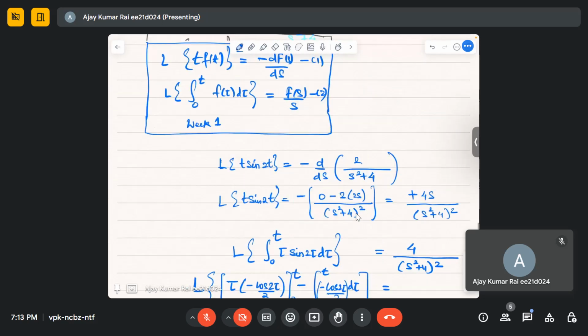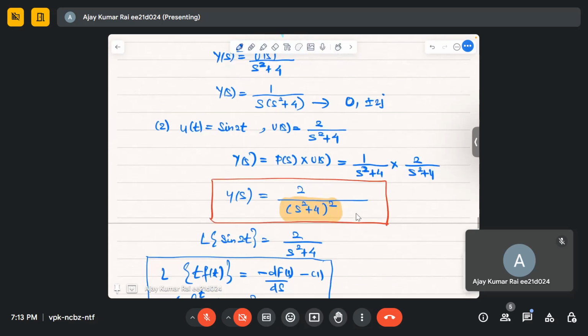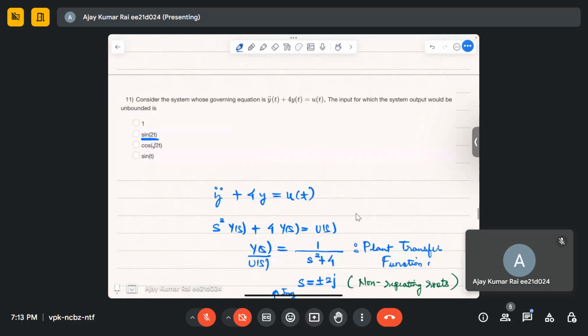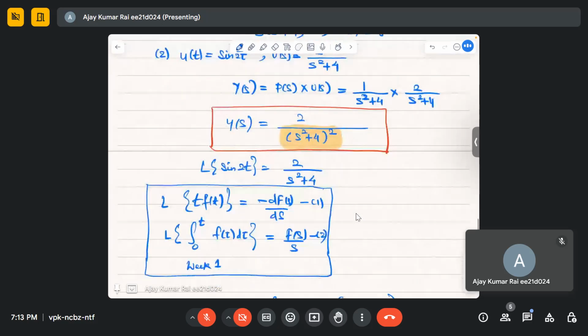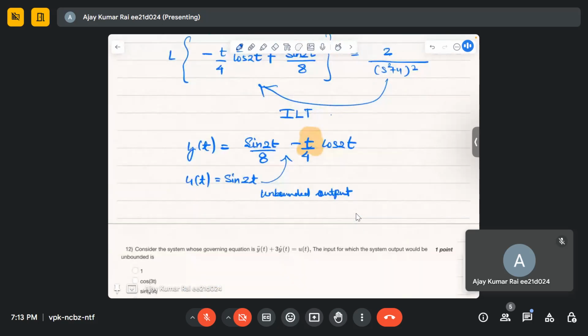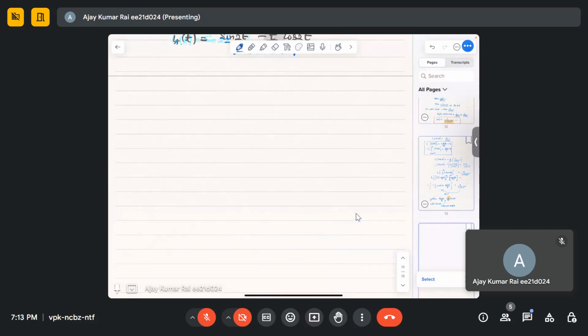So this is one of the answers. You have to find the input for which the system output will be unbounded. Let's also see for cos and sin. I'll not solve it fully, but you'll get the point. I'll also check the other two options.